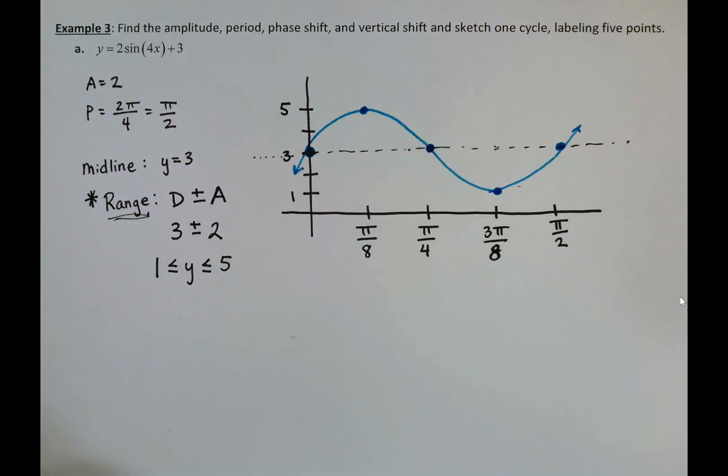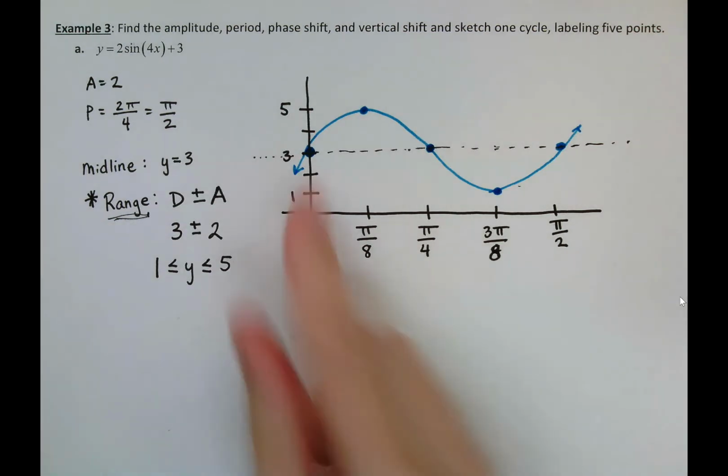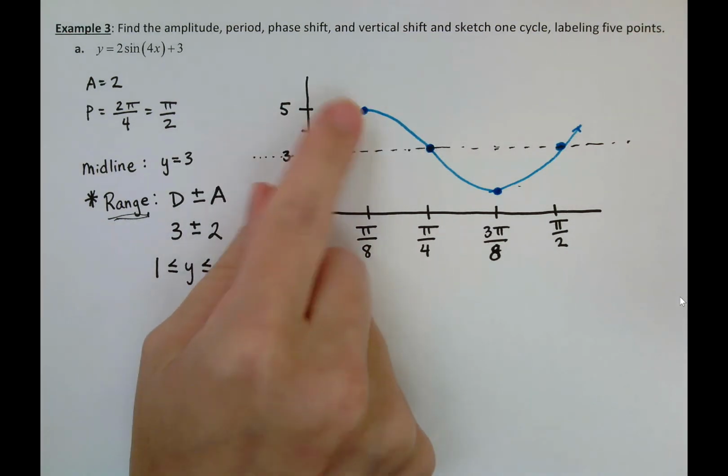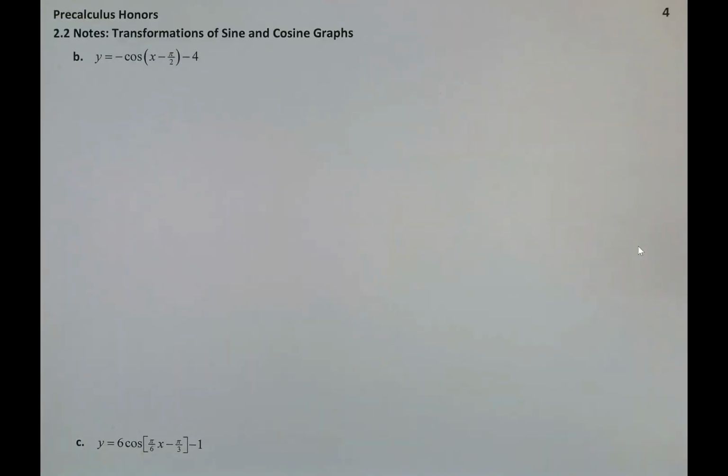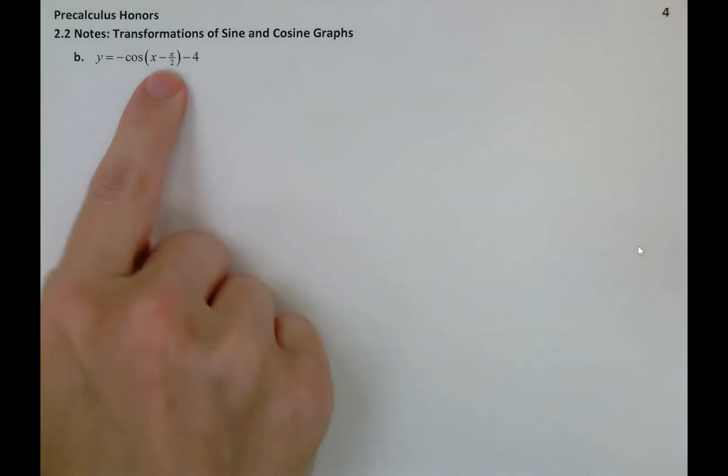Okay, so really nothing changed about my shape. All we did was make sure we shifted that graph up. You can still see we have an amplitude, kind of a radius from that midline, of 2. In example 3, part B, we finally have the phase shift, or a horizontal shift.